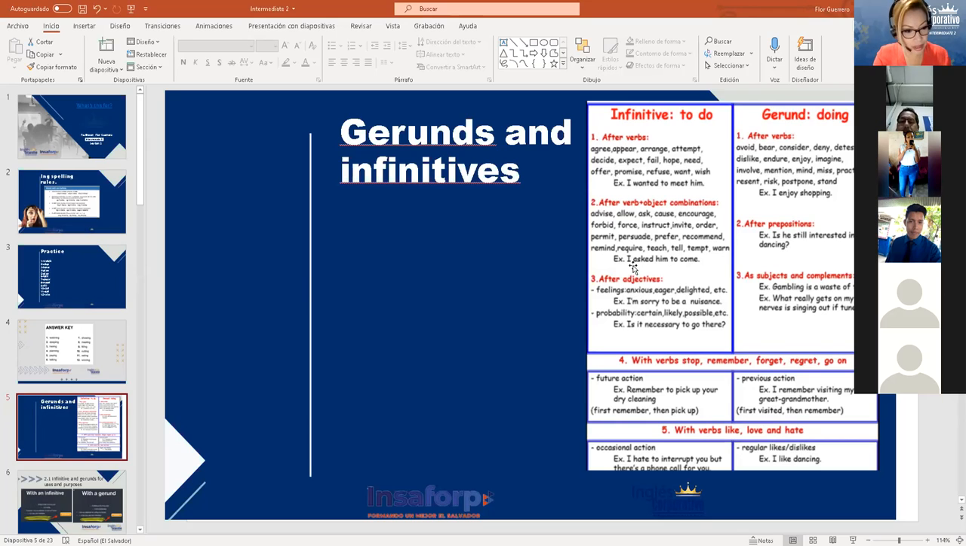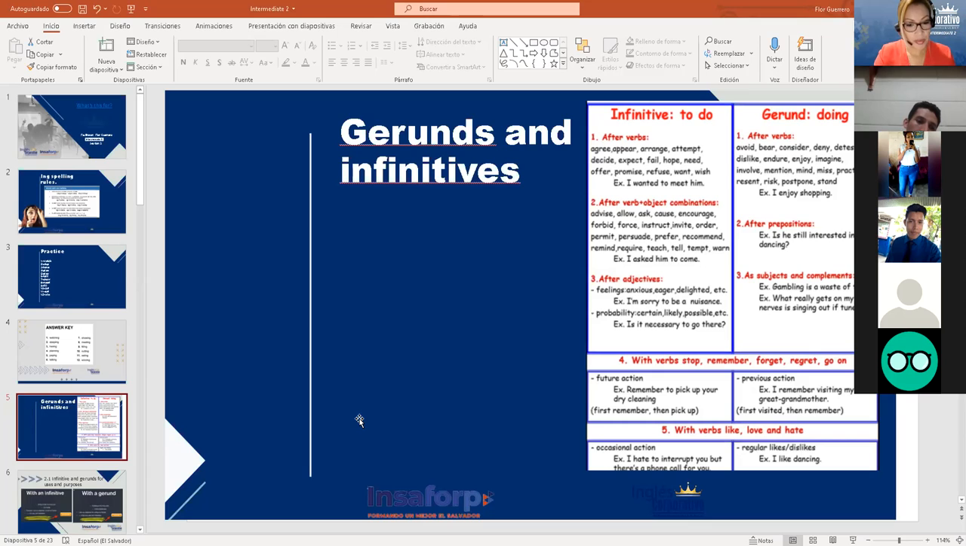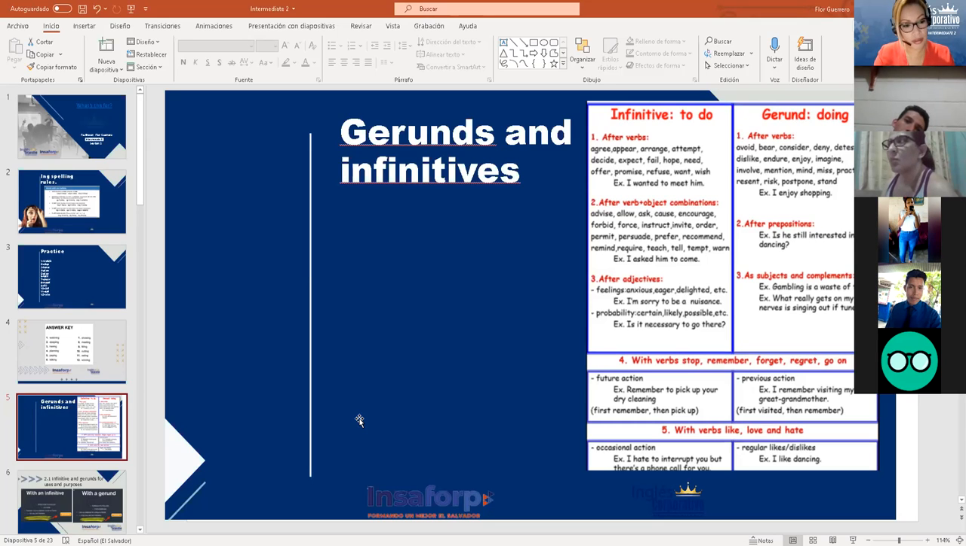Acuérdense que el objeto es el que recibe la acción. Remember the object pronouns. For I, por ejemplo, para mí, ¿cuál es el object pronoun? Me. Me, exactly. You? You. He? Him. She? Her. It? It. We? Us. Us, because our is a possessive, right? And the last one is they. Them. Very good. Questions?